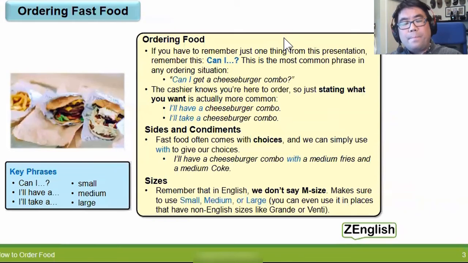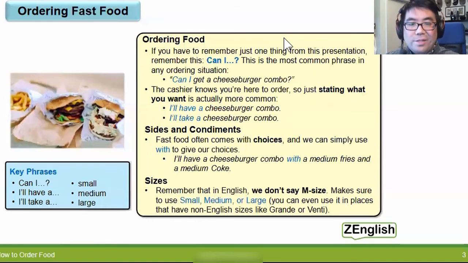All right. Ordering at a fast food restaurant, if you have the chance to order a combo or a meal, that's an easy way to do it. But if everything is being sold separately, then you can also explain what additional sides and condiments you would like. So I'll have a cheeseburger combo with medium fries and a medium Coke. Right? Pretty easy. And that's it.